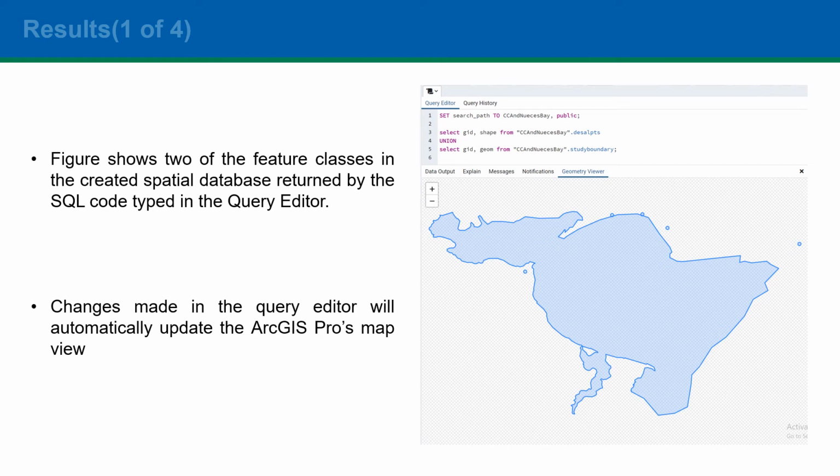So for example, if one point is deleted, let's say the circles that you see on the image, which represent desalination plants, if one point is deleted by writing SQL code, that very same point will also be deleted in ArcGIS. So that's a very interesting feature, especially when you have a large amount of data that you want to manage by using SQL code. It's pretty convenient.